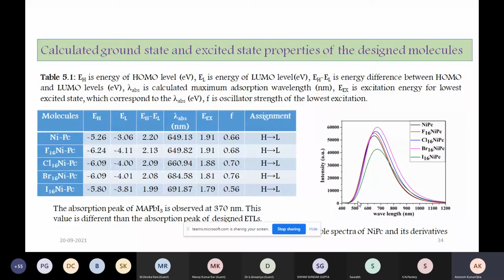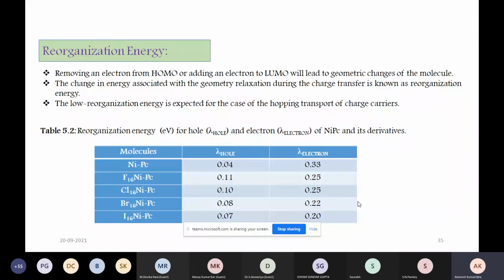Now look at the reorganization energy, because the reorganization energy is required to remove an electron or give an electron to the molecule. And this change in energy is basically associated with the relaxation in the geometry, because if you remove one electron, the whole structure obviously will get modified. And therefore how fast the molecule returns to its original structure is basically decided by this reorganization energy.